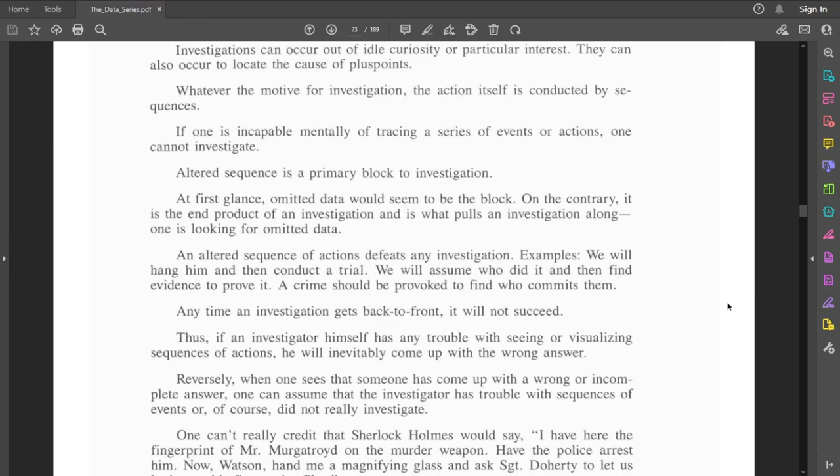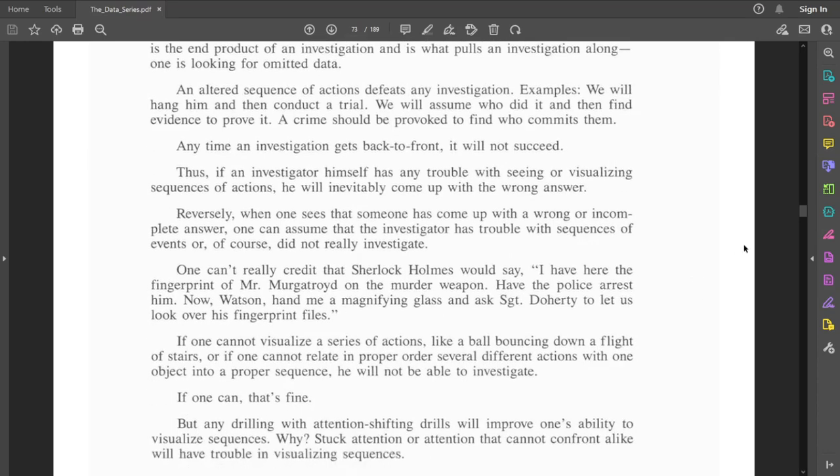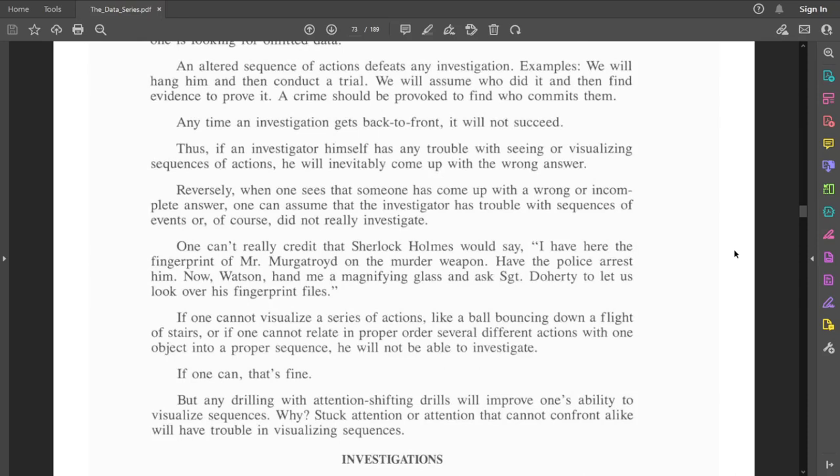If one is incapable mentally of tracing a series of events or actions, one cannot investigate. Altered sequence is a primary block to investigation. At first glance, omitted data would seem to be the block. On the contrary, it's the end product of an investigation and is what pulls an investigation along. One is looking for omitted data. An altered sequence of actions defeats any investigation.